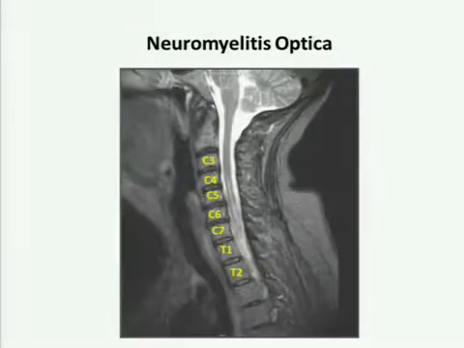And so this is just an example of a longitudinally extensive lesion, and you can see that this starts really at the border of C3, C4, and it extends down towards C7 here.